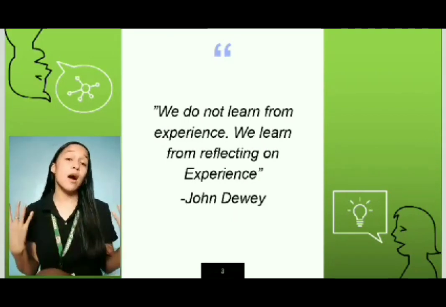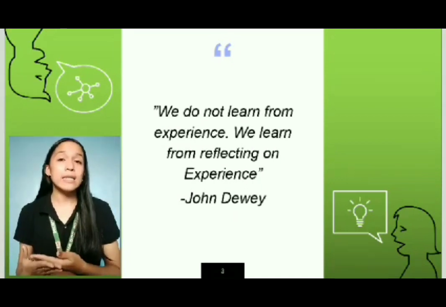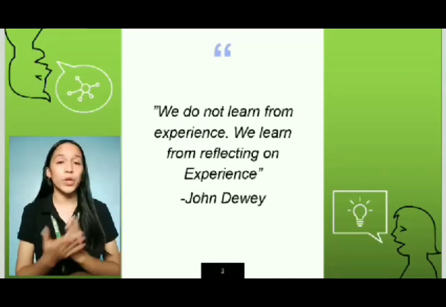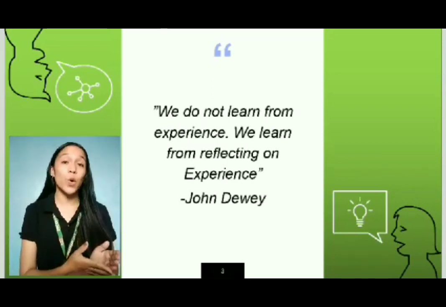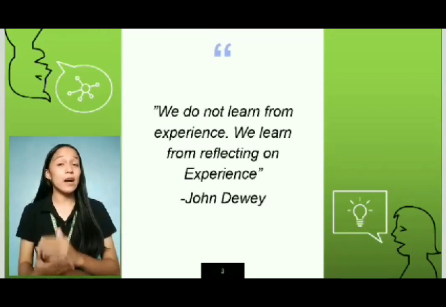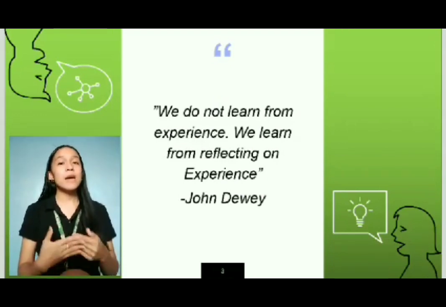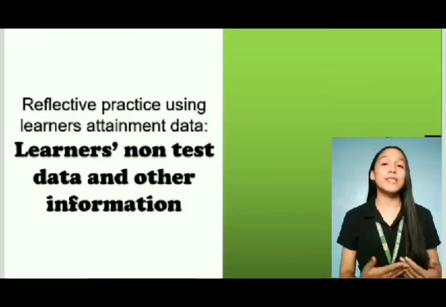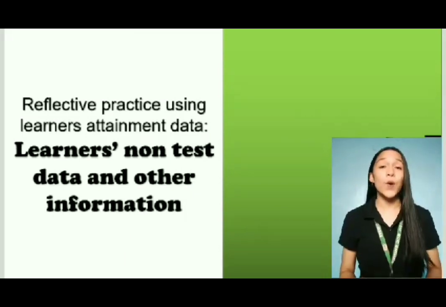Reflective practice for teachers is for them to analyze data that reveal if they are teaching effectively or not. This is proven with the learners' test scores or learners' non-test data and other information. So again, reflective practice is thinking about or reflecting on what you do. Aside from learners' test scores, there is also learners' non-test data. Basically, it is about learners' performance.